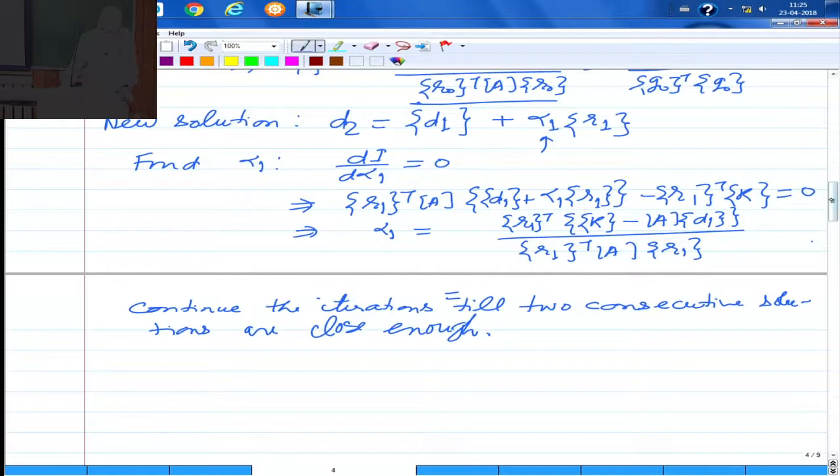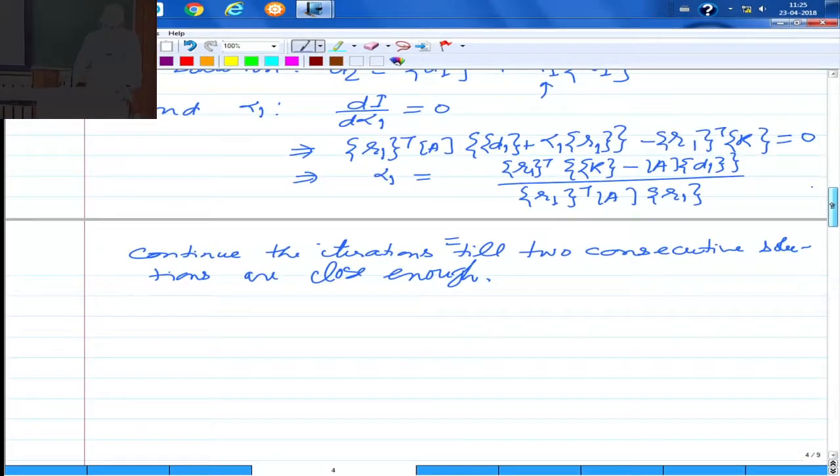So what is the advantage there? The computational time for large size problems is much less compared to, for example, the Cholesky factorization or any other inverse method you use. Compared to that, this would be computationally much faster. So that is the advantage of this.